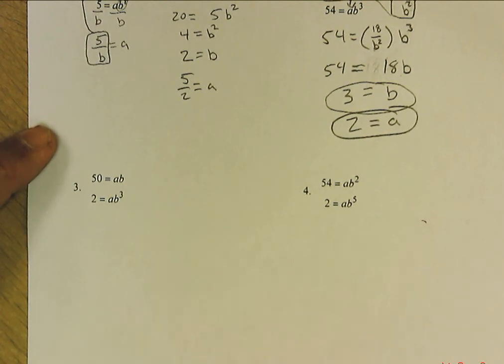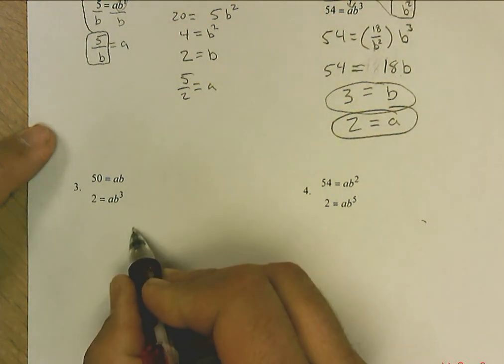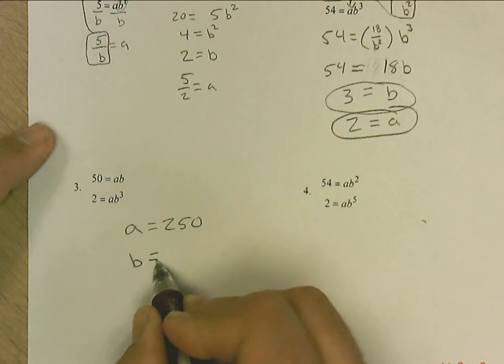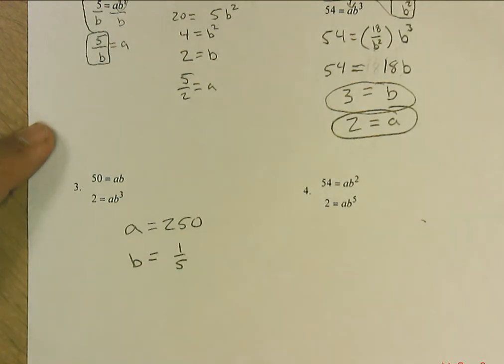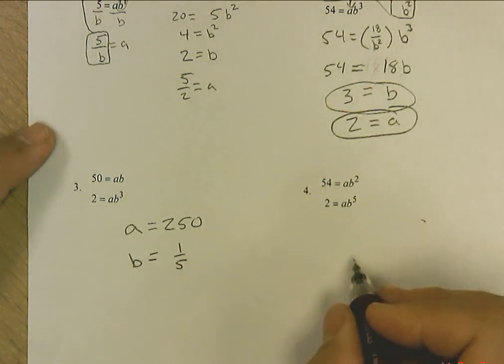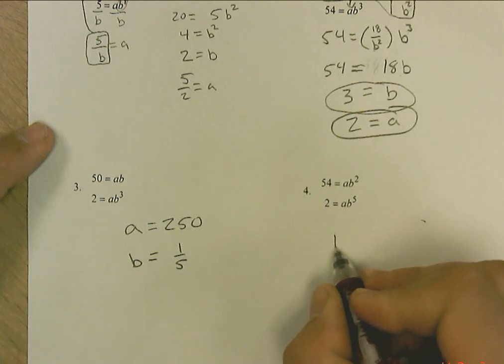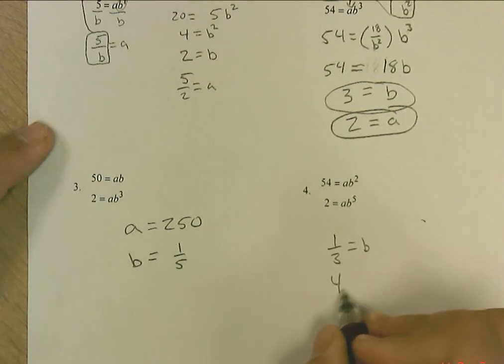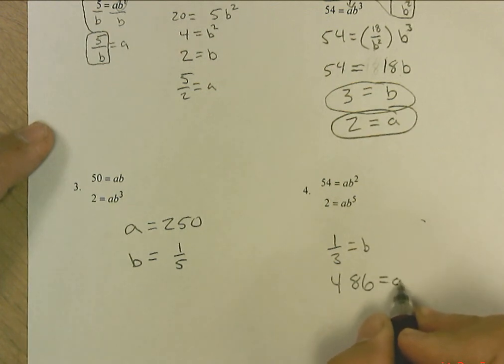Alright, so now everybody's done. You should have got a equals 250 and b equals 1/5. And my 4 should have been 1/3 for b and 486 for a.